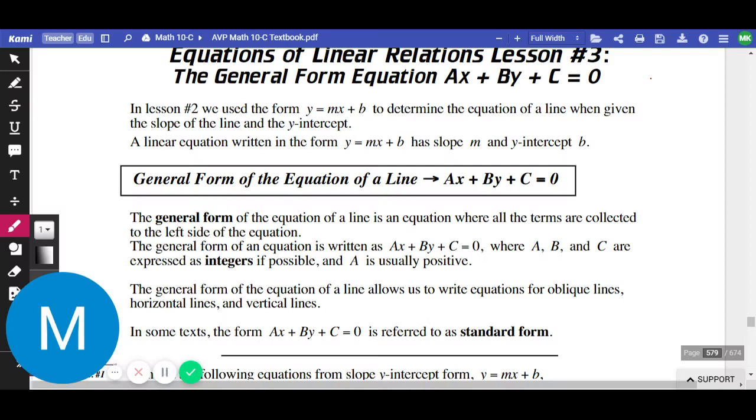If you have y by itself, we know it's slope-intercept form. If you have everything on one side of the equation, that's when we call it general form. Okay, general form has to equal 0. That's the key. Everything else is on the other side of the equation.